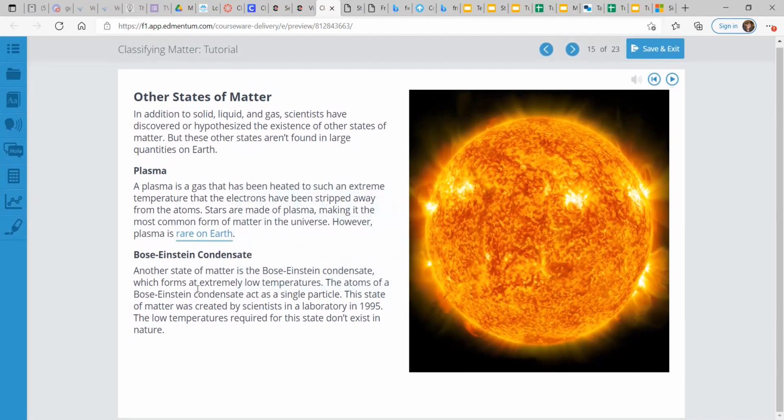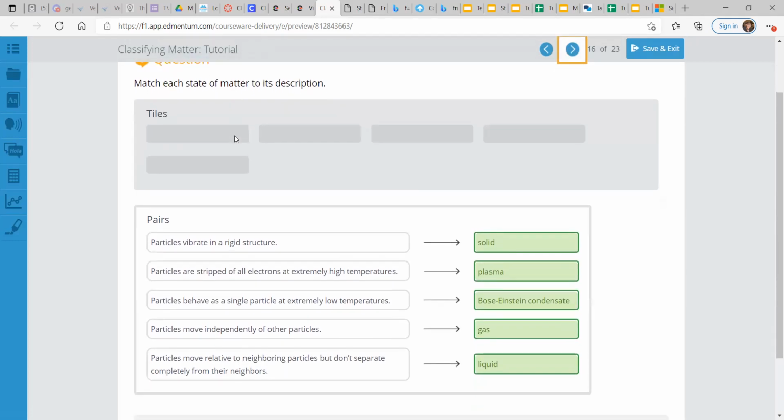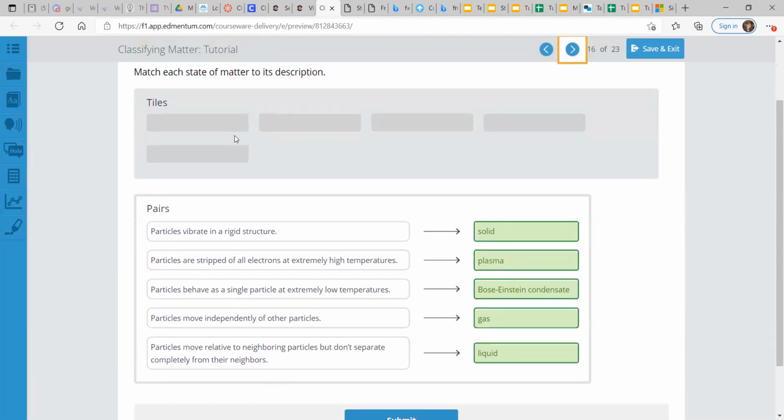Now, on the other hand, we have the Bose-Einstein condensate, and that is when temperatures are very low. Plasma is when it's very hot. BEC is very low, cold temperatures. The atoms of a Bose-Einstein condensate act as a single particle. The state of matter was created by scientists in a lab in 1995. The low temperatures required for the state don't exist in nature. So we get more definitions and descriptions, or grabbing the appropriate word for each description.